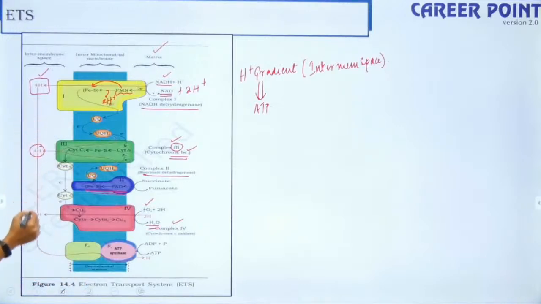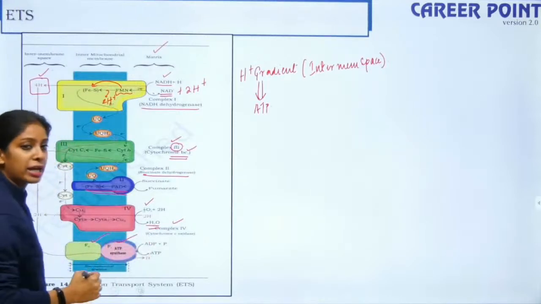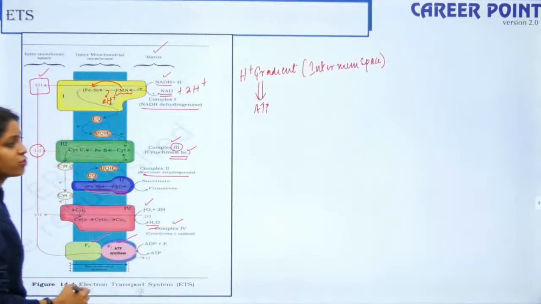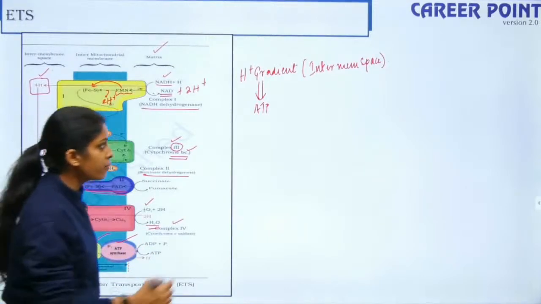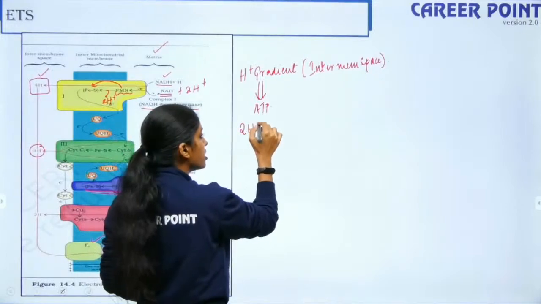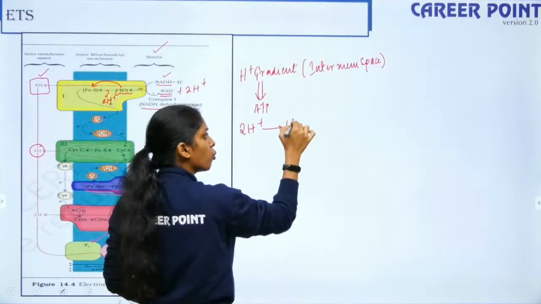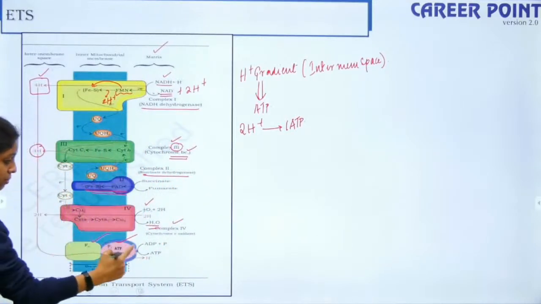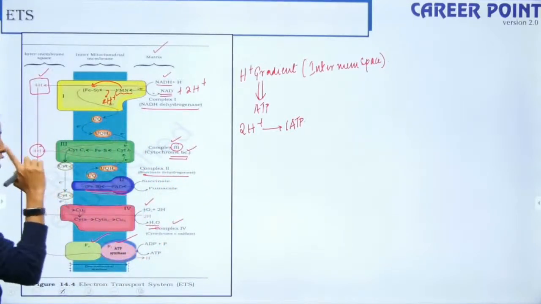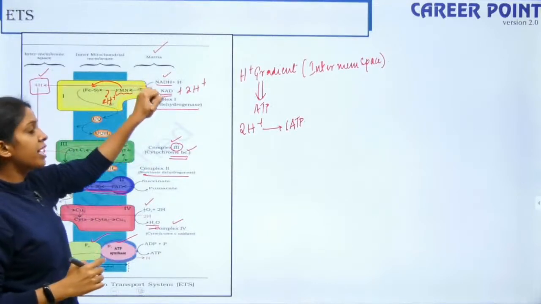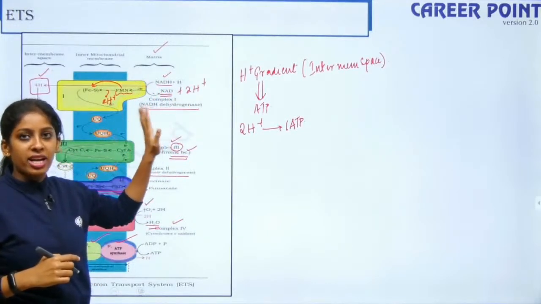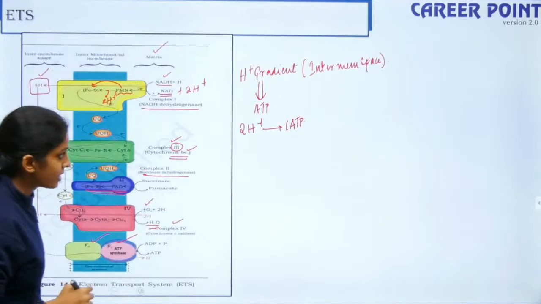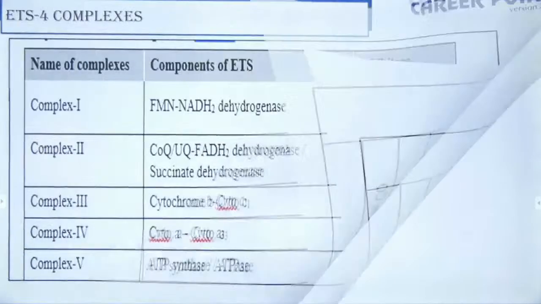Now since the concentration of the H plus is getting accumulated here, this has to be broken with the help of F0 and F1 ATP synthase, which in turn gives you ATP molecules. Okay, so for every 2 H plus you have the production of 1 ATP molecule. So at the end of your aerobic respiration, you have ATP and water. So this is ATP from your NADH and FADH alone, right? Yes. So these are the complexes that are present.